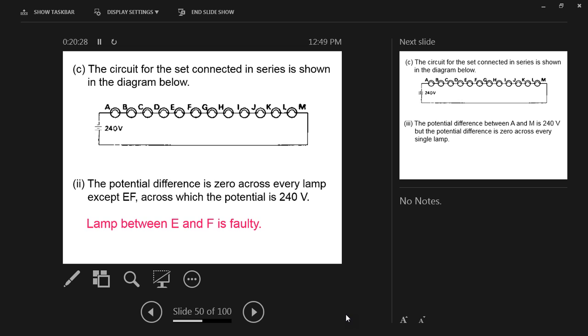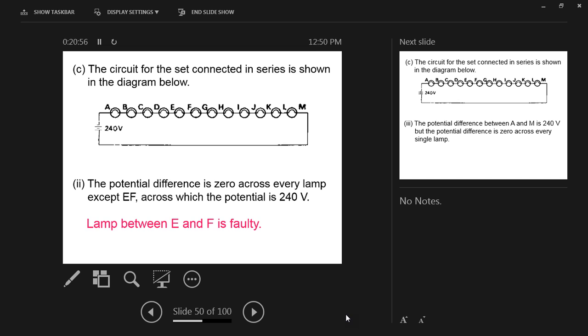Now, how do we explain that the potential difference across every other lamp is zero? Well, if E and F is broken, that means the filament is broken. If I connect the voltmeter across A and B, the left side is connected to the tail, the right side is connected to the tail of the battery as well. So they both measure the same potential. If I connect it across L and M, M is connected to the head of the battery, L is connected to the head of the battery, they both measure the same potential again. So that's why you get zero no matter which other light bulb you're measuring across.